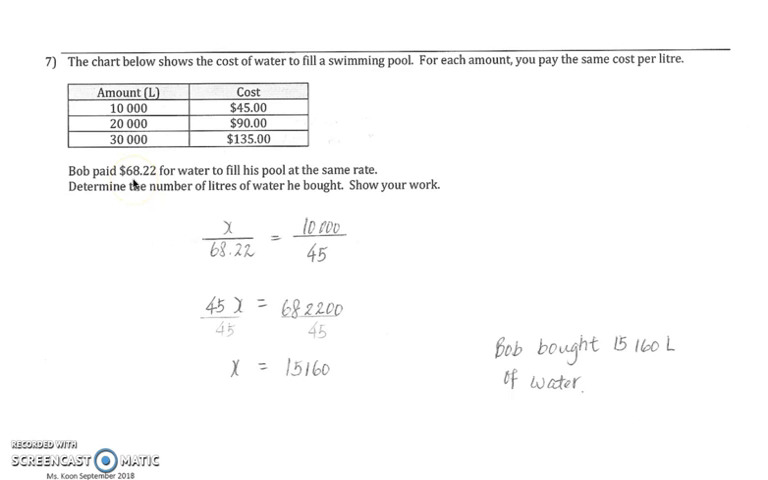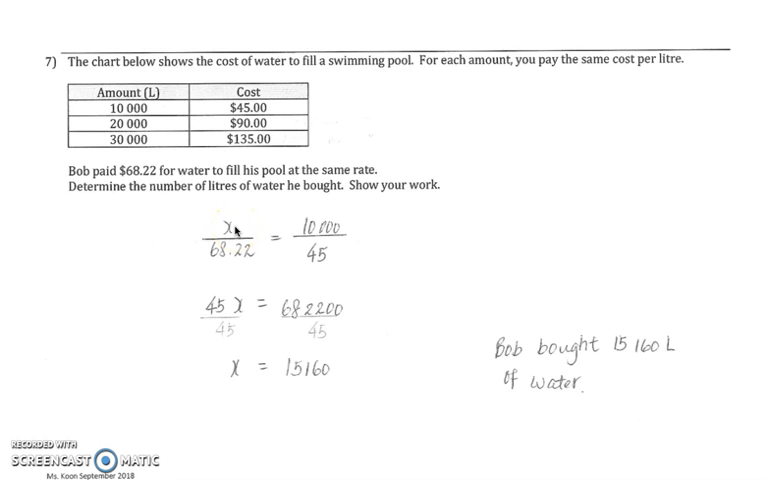Bob paid $68.22 for water to fill his pool at the same rate. So he pays the same unit price to fill his pool. Determine the number of liters of water he bought. Show your work. So in a sense, you can treat this question also like a proportion question.